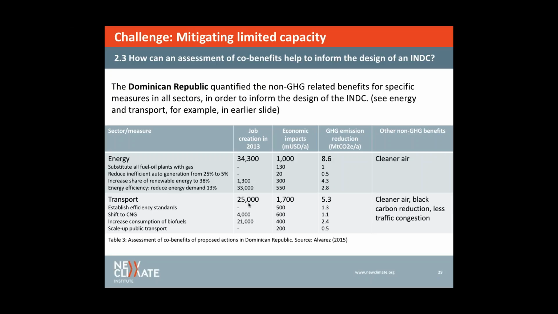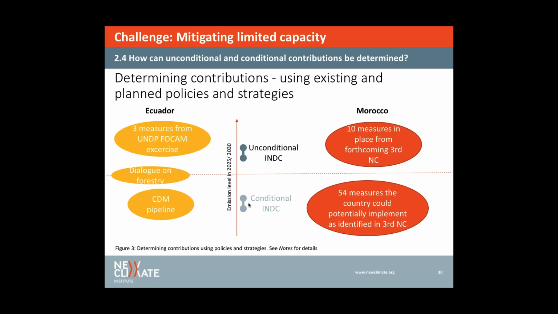The fourth element that we put on the table is this definition or split between conditional and unconditional. What does a country put forward unconditional, so with own financing or existing external financing? And is there an additional level that countries could do with additional financing? And two examples here on the slide. The slide shows the final emission level in 2025 or 2030, and it's probably higher in the unconditional case. In the case of Ecuador, the unconditional is certain measures that have been identified in this exercise supported by UNDP. And in the case of Morocco, it's 10 measures in place that have been identified and are now in implementation through the third national communication.